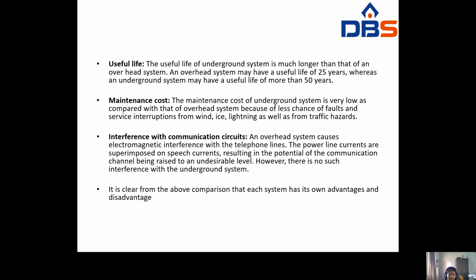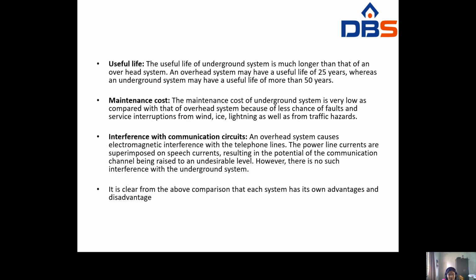Next we have to see the maintenance cost. The maintenance cost of an underground system is very low as compared to that of an overhead system. The maintenance cost of the underground system is low because there is less chance of faults occurring, and service interruptions from wind, ice, lightning as well as traffic hazards are absent. There is no effect of wind, ice, lightning or traffic hazards on underground cables. So the maintenance of underground cables is very low compared to overhead systems.